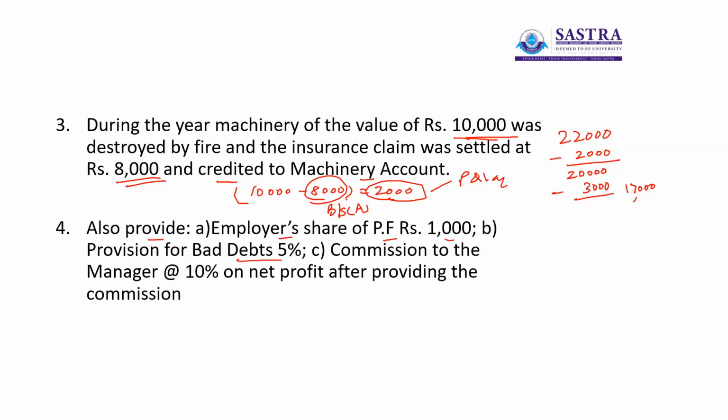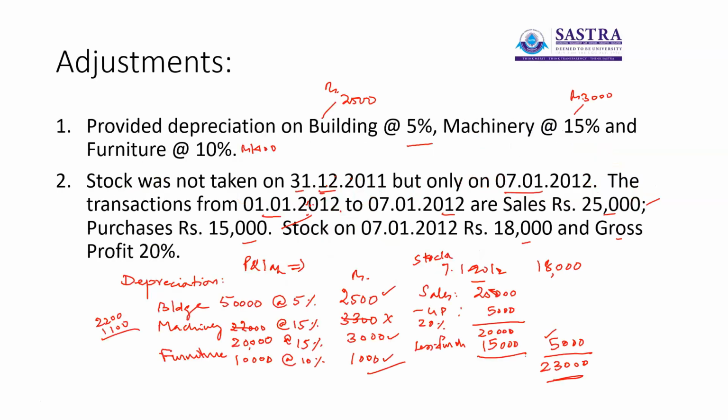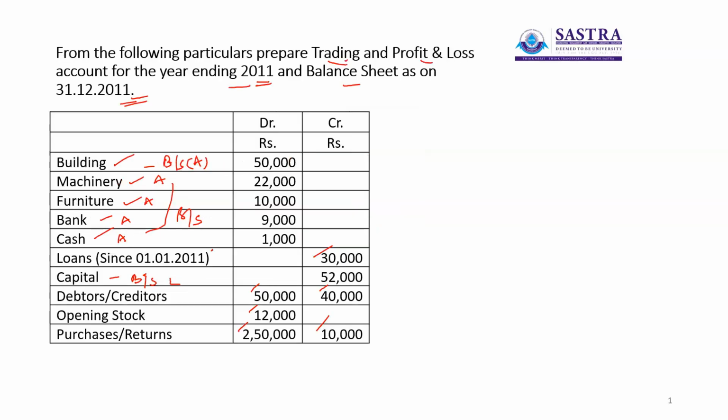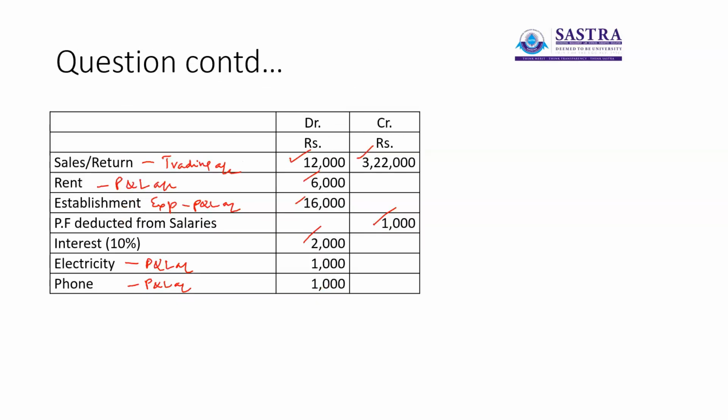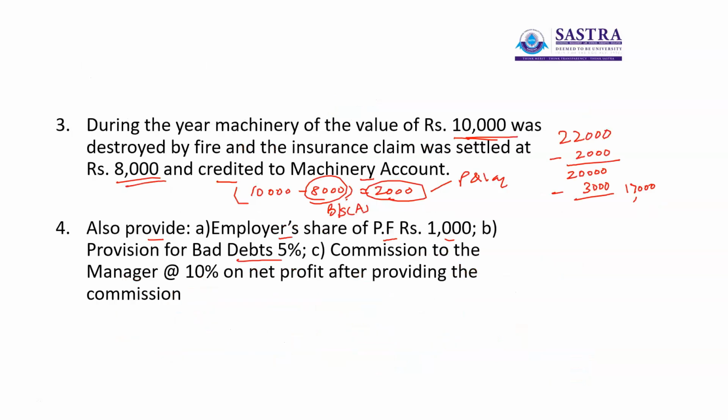And provision for doubtful debts to be made at 5%. So first, for that we need to check the debtors. Amount of debtors 50,000, on which 5% 2,500. So 50,000, 5%, nothing but 2,500 should be provided as additional provision for bad and doubtful debts.